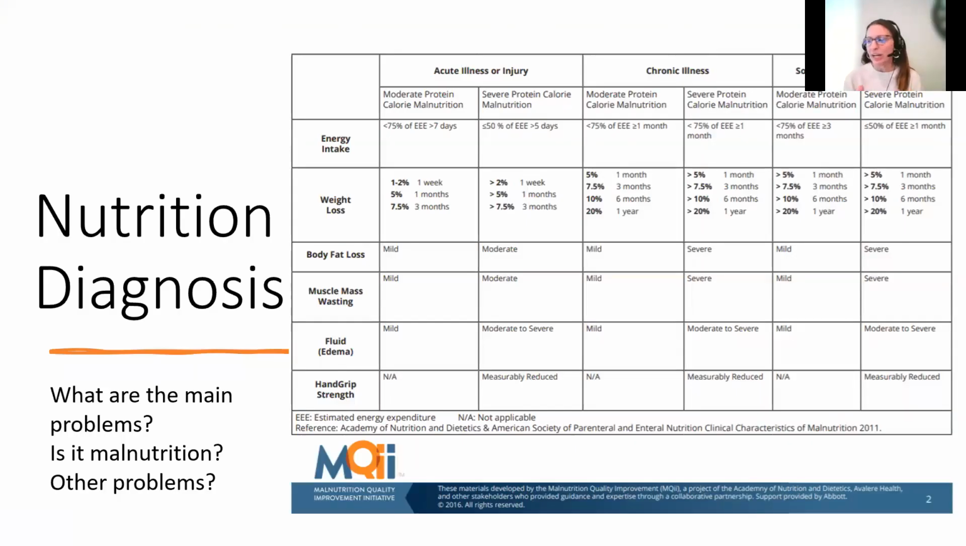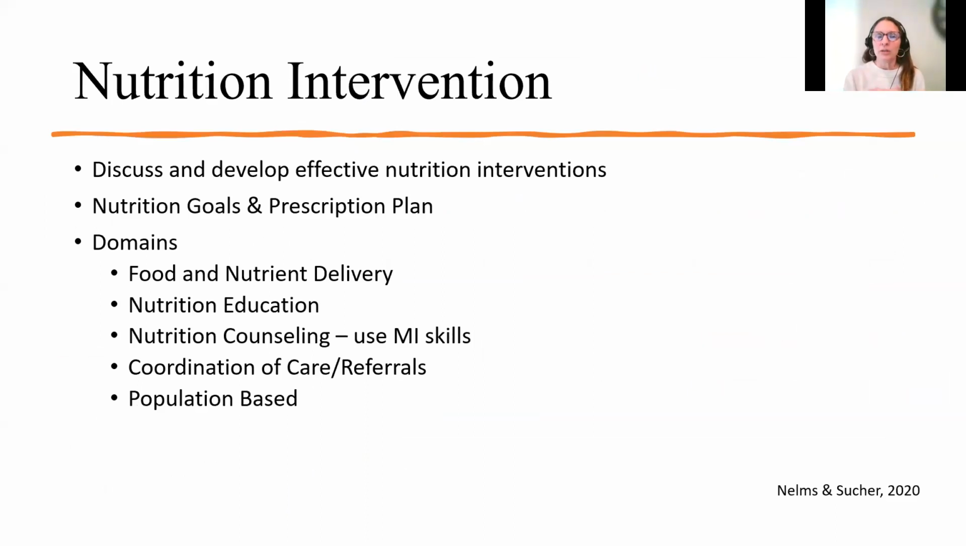So after we've looked at all of these things with a patient, what are the main problems that we see? Is it malnutrition? Are there other problems? What do we need to look at? So we're thinking about somebody who has malnutrition or who isn't getting enough food, protein, and calories to meet their needs. What then is the goal that we have for them?